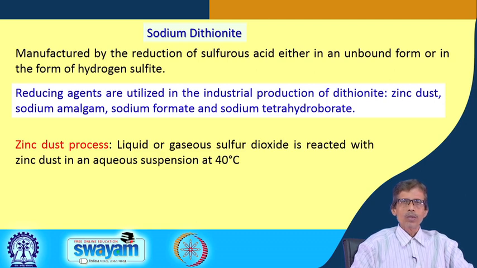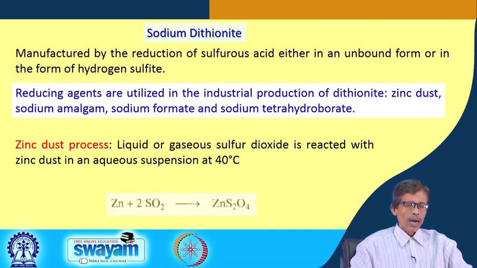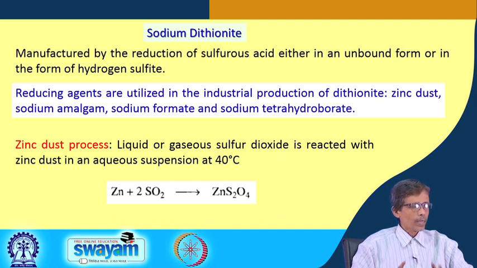So, the first process is where you use simple zinc dust, and in that process liquid or gaseous sulfur dioxide is reacted with zinc dust. Either we take the liquefied form of sulfur dioxide, or it is dissolved in water, and is reacted with zinc dust in an aqueous suspension, that means in water medium at 40 degrees only. At this temperature, the simple chemical reaction is zinc plus SO2 giving you ZnS2O4, that means zinc dithionite.